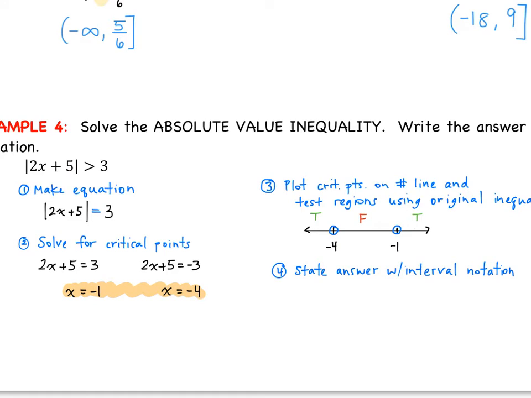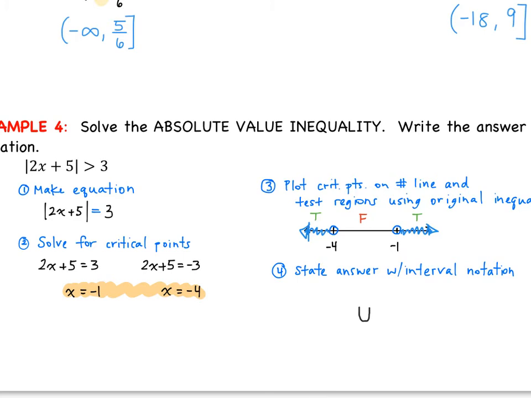So now the next step we need to do is actually shade our number line, right? So if it's true, I'm going to shade in the true regions. But now we need to state our answer using interval notation. So notice we have two different regions that are shaded. So that tells me right there we're going to have that union notation.